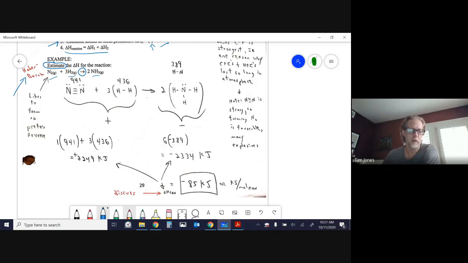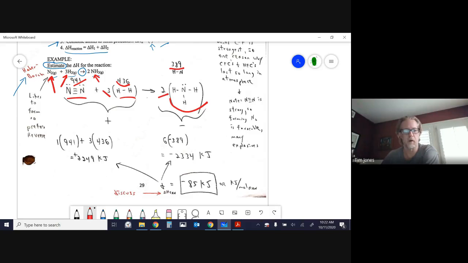I have to break all of the bonds here and here, and then I have to form all these bonds. So yes, you're going to have to draw Lewis structures, so I've done that. Here's N2, here's H2, and NH3. And then from the chart, I've written down what the amount of energy is. So I've got a 941 for a nitrogen-nitrogen triple, a 436 for a hydrogen-hydrogen single, and I put the 3. You have to factor in the stoichiometry. And then a nitrogen-hydrogen is a 389.